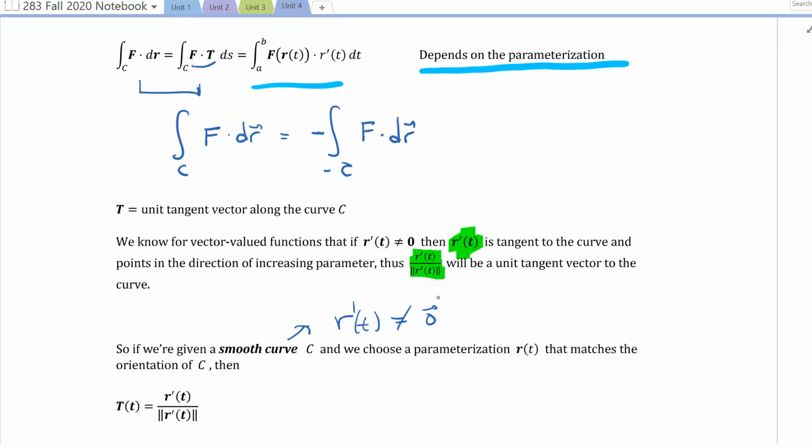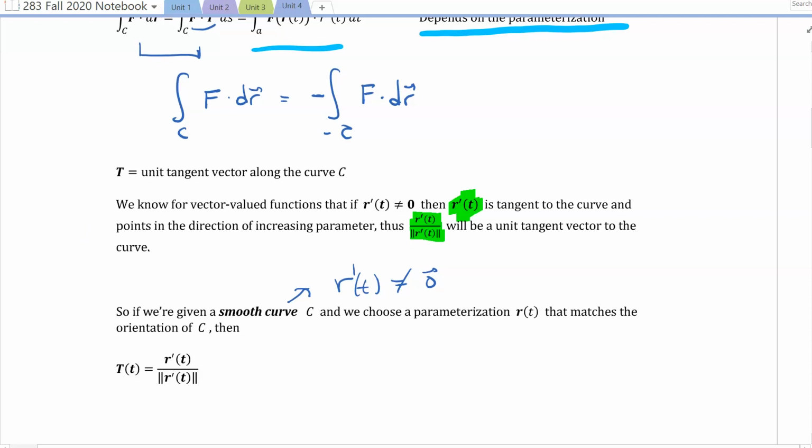So if we're given a smooth curve, and we choose the parameterization r of t to match the given orientation of the curve C, then we know that the unit tangent vector will line up with the derivative divided by its length. That will be the unit tangent vector we're referring to in the line integral.